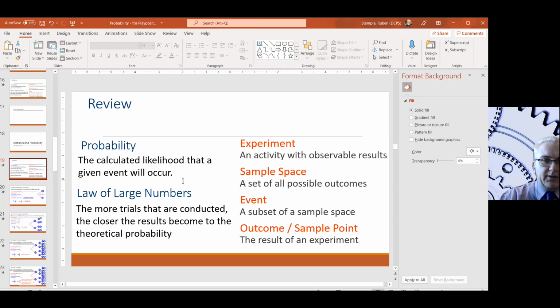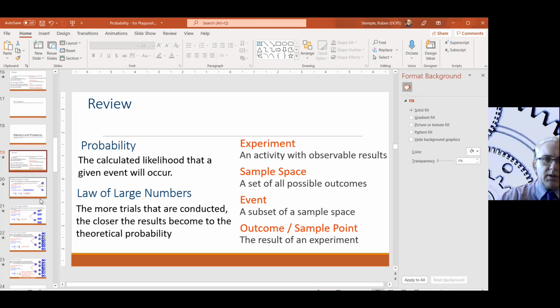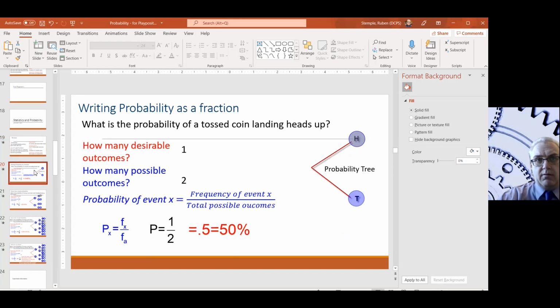Probability is the calculated likelihood that a given event will occur. Law of large numbers tells us the more trials we conduct, the closer our results get. And we have experiments, sample spaces, events, and outcomes. You should have reviewed all those for Payposit 1. Now we're going to get into doing some math, because we're engineers, we do math with everything.